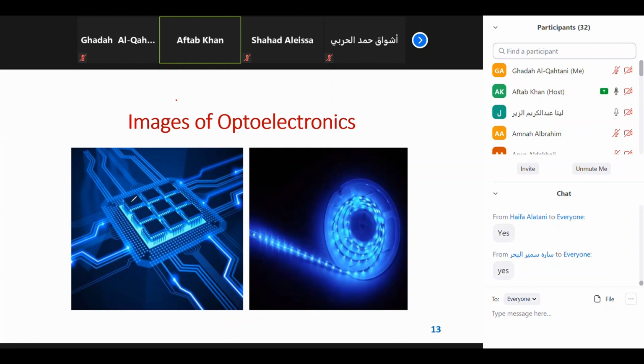So we know this one. It is an image of optoelectronics. LEDs are there in your mobile devices, in the TV, everywhere, LED panels everywhere nowadays, because LEDs are durable, they consume less power, and they are brighter.